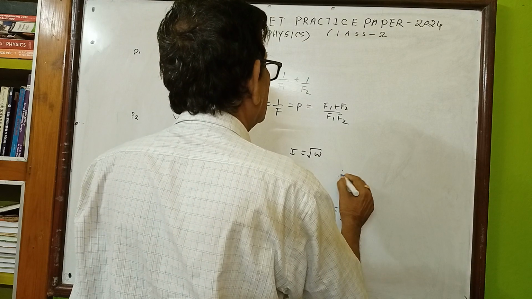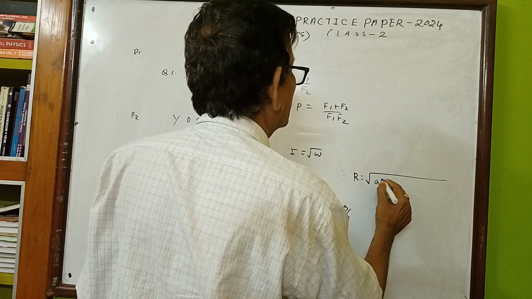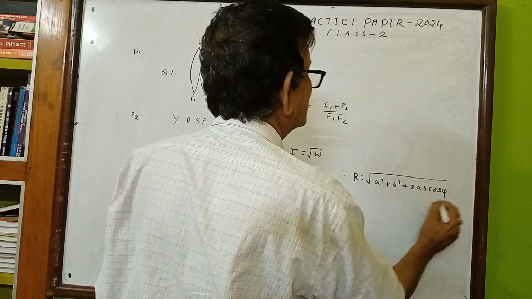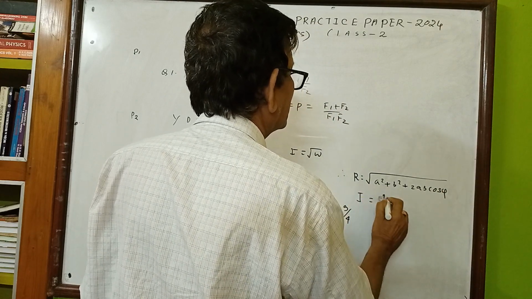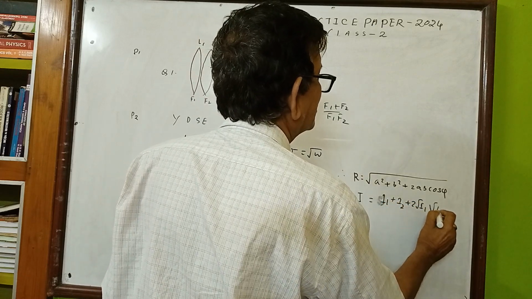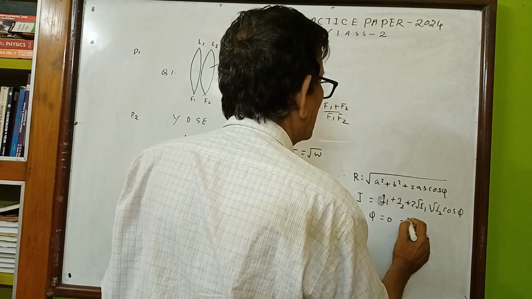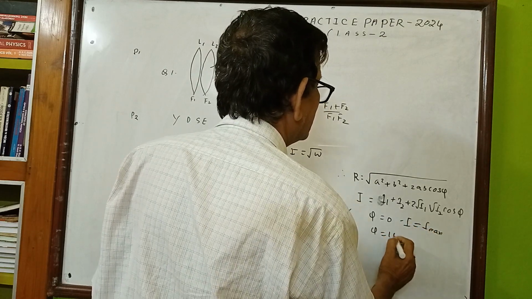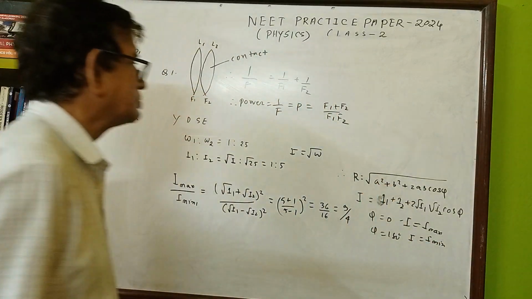Clear? If you know the general amplitude, then you write amplitude square, A square. Also remember this formula: 2AB cos phi, where phi is the phase difference. The general value is I equal to I1 plus I2 plus 2 root I1 root I2 cos phi. Phi 0 means I is I maximum, and phi 180 means I equals I minimum. So this is the formula used.